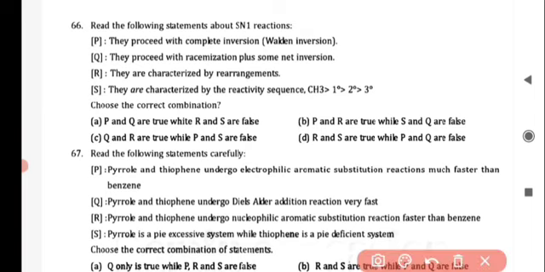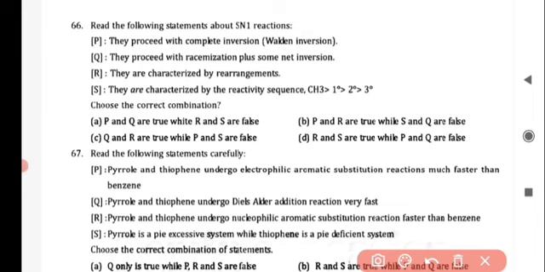Next question is, read the following statements about SN1 reactions. P is they proceed with complete inversion, Walden inversion. Q is they proceed with racemization plus some net inversion. R is they are characterized by rearrangements, and S is they are characterized by the reactivity sequence CH3, then primary, then secondary, and then tertiary. Now choose the correct combination.